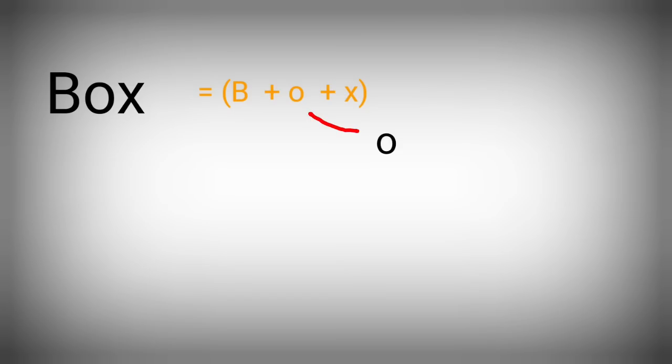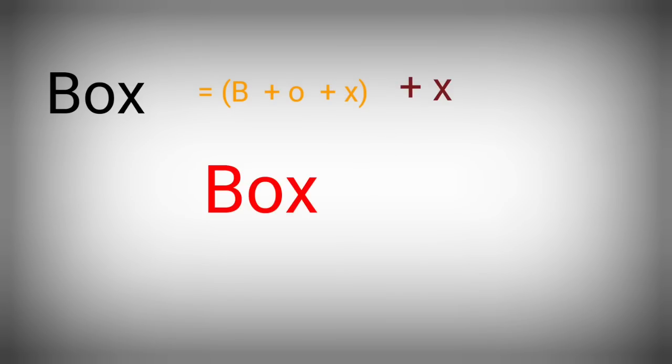Let's proceed. Box. First three letters B, O, X. Is that a vowel? O. O is pronounced as O. When you add on the X, it is box.